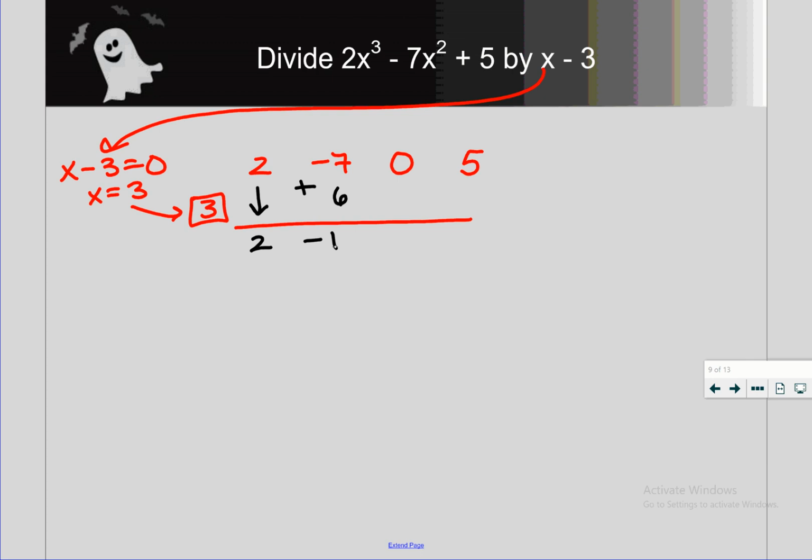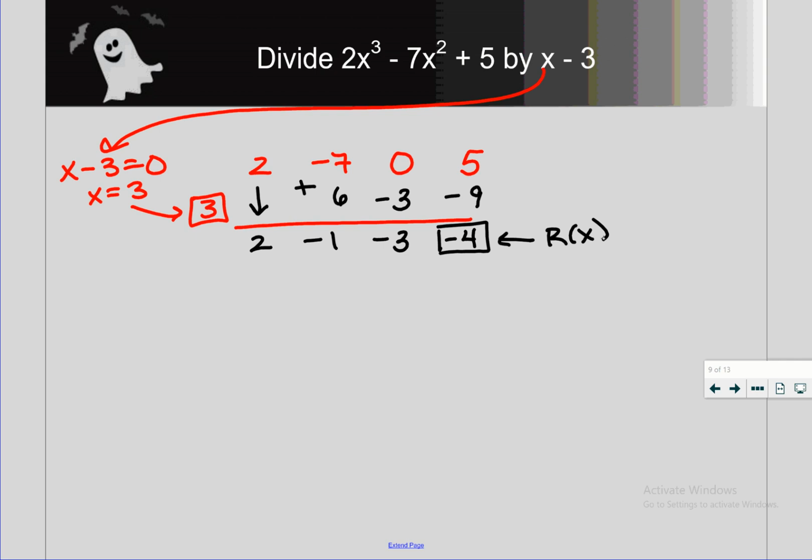And then we repeat it. Negative 1 times 3, negative 3, add down my column, negative 3. 3 times negative 3, negative 9, add down my column, negative 4. That last number is your remainder. Your remainder for these will always just be a constant, a single number, because it's a degree smaller than what we started with. It's got to be a degree smaller than a linear term, so it's got to be a degree of 0, which means there's no x.